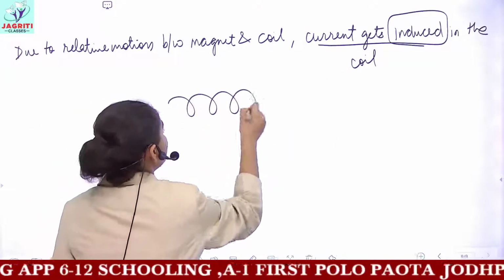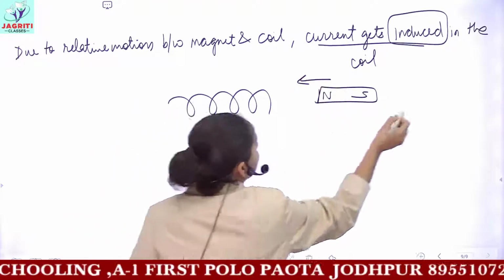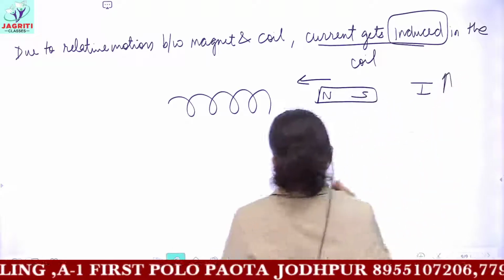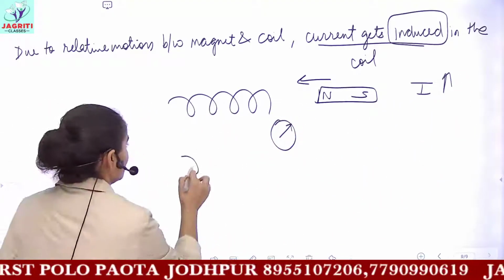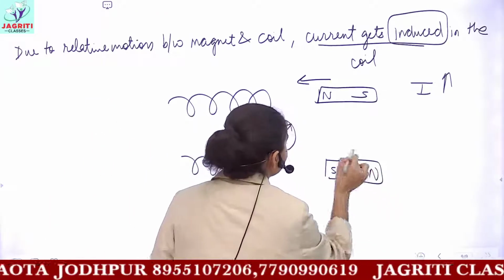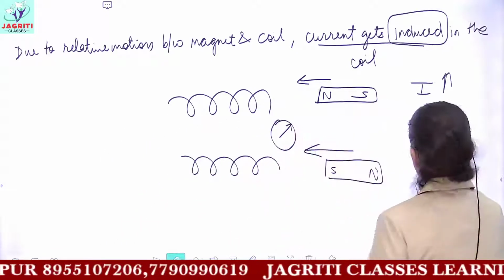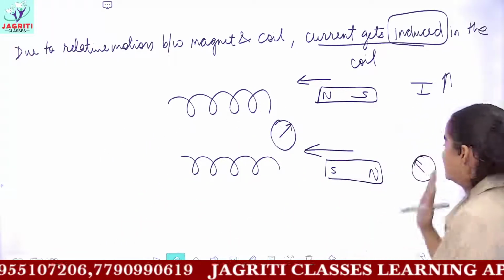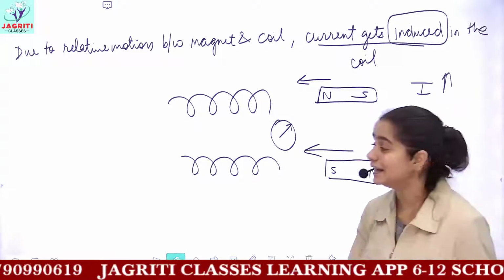And if you are moving the north pole of the magnet towards the coil, then the current would increase, okay? The galvanometer would be deflected in this direction. But if you are moving now the south pole of the magnet towards the coil, then current would increase but in opposite direction. So the galvanometer shows the opposite or the reverse direction. So this is electromagnetic induction.